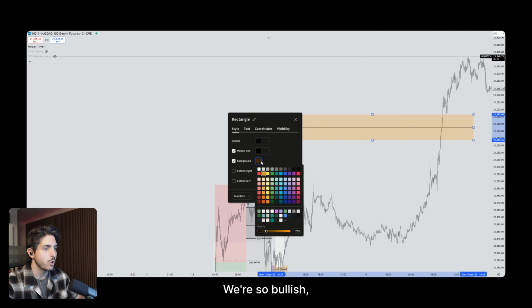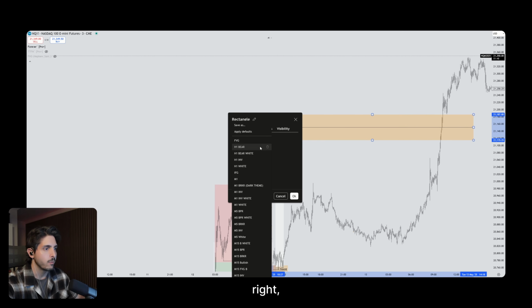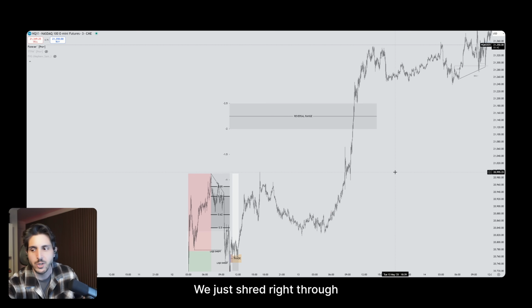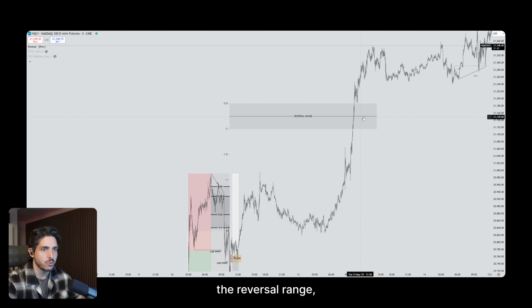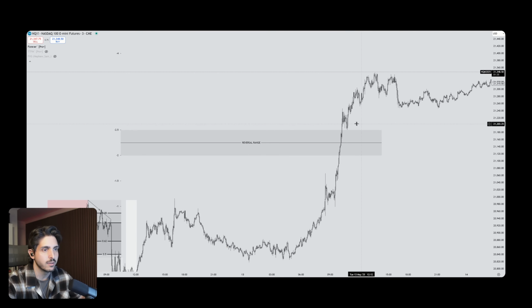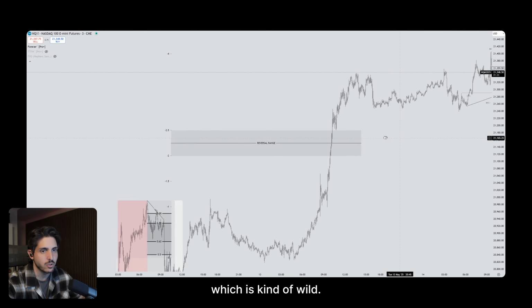And look at this. We're so bullish that we just shred right through the reversal range, right through it. And then we use it as support and just continue higher, which is kind of wild.